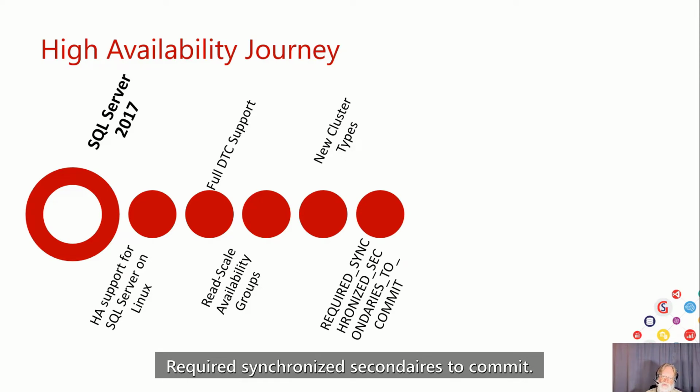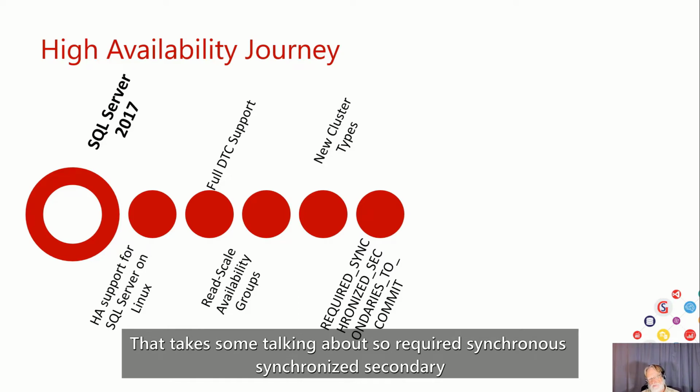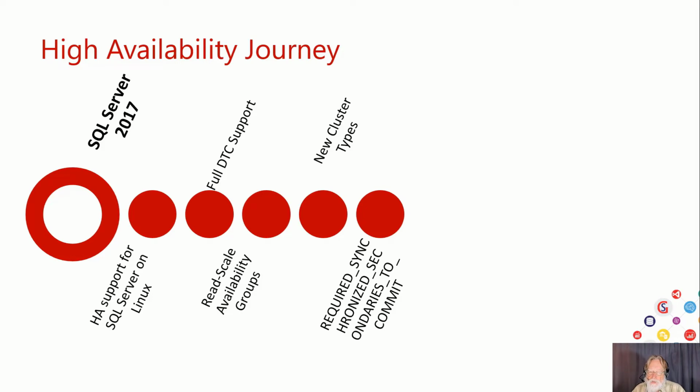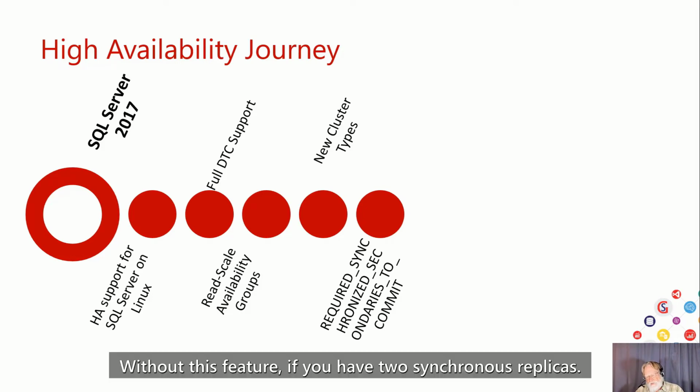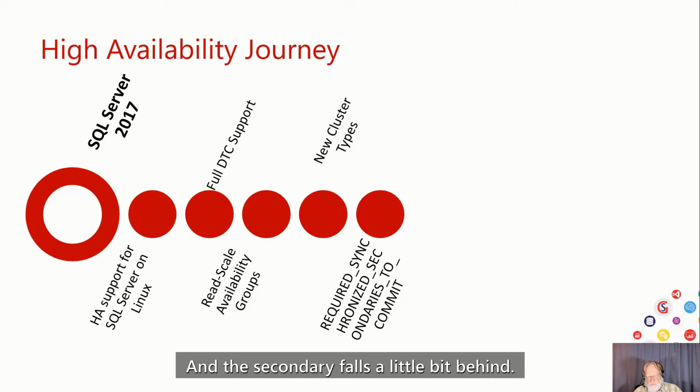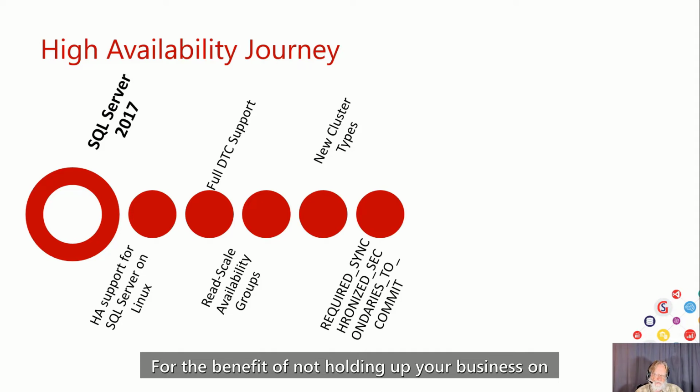Required synchronized secondaries to commit. That takes some talking about. Without this feature, if you have two synchronous replicas and the secondary falls a little bit behind, we will allow it to get slightly out of sync for the benefit of not holding up your business on the primary.